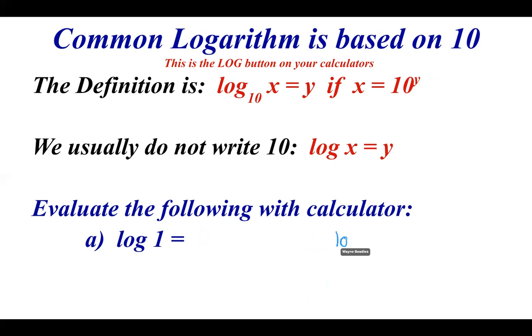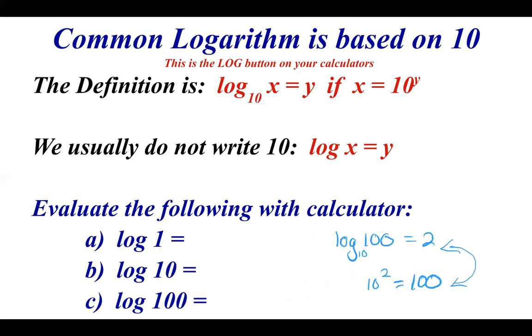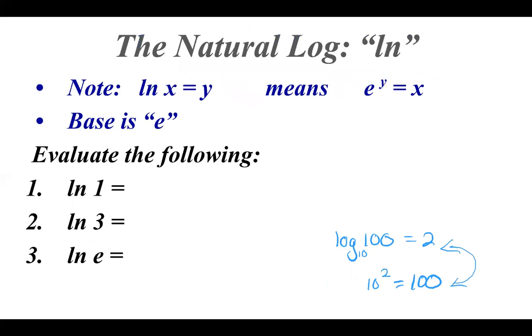If I had log of 100, and we know that's 2, this is base 10, so it's 10 to the second power, which is 100. 10 times 10 is 100. So rearranging, these are equivalent. You can see why log base 10 of 100 is 2. But just to keep in mind, you can evaluate log of 1,000 to say it's 3.